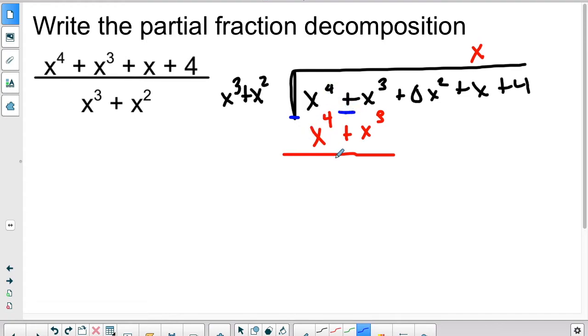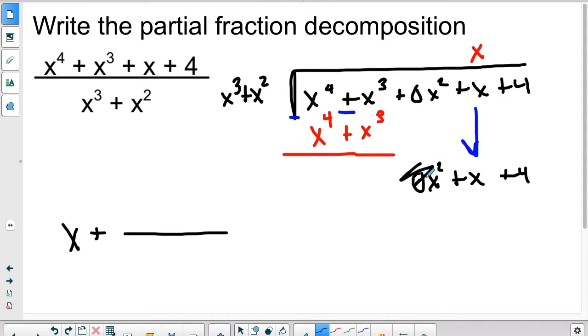X to the fourth minus x to the fourth is 0. X to the third minus x to the third is 0. So we bring everything else down. Well, we bring down the 0x squared plus x. Well, the degree of the numerator is less than the degree of the denominator, so we're done. So we can bring the whole thing down. And what that tells me is that this here simplifies to x plus, the top is, well, we don't worry about this one here. We just have x plus 4 over x cubed plus x squared.